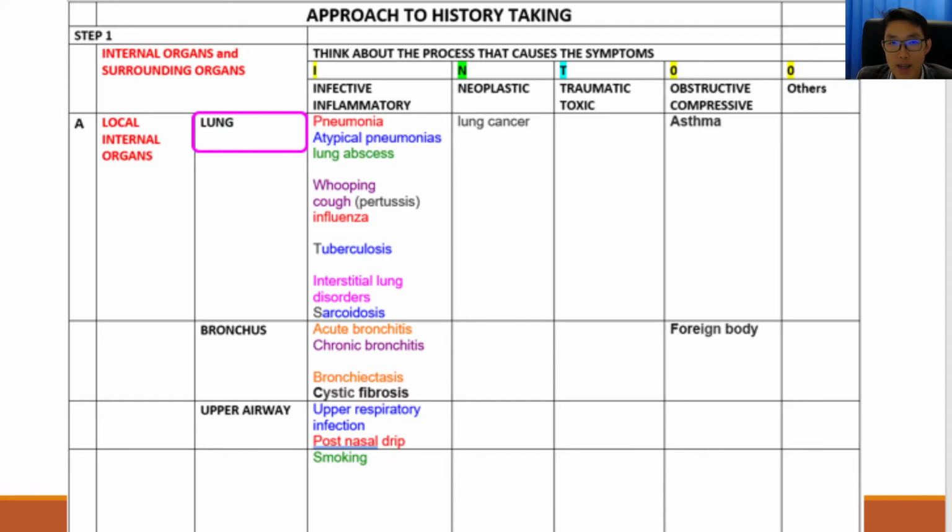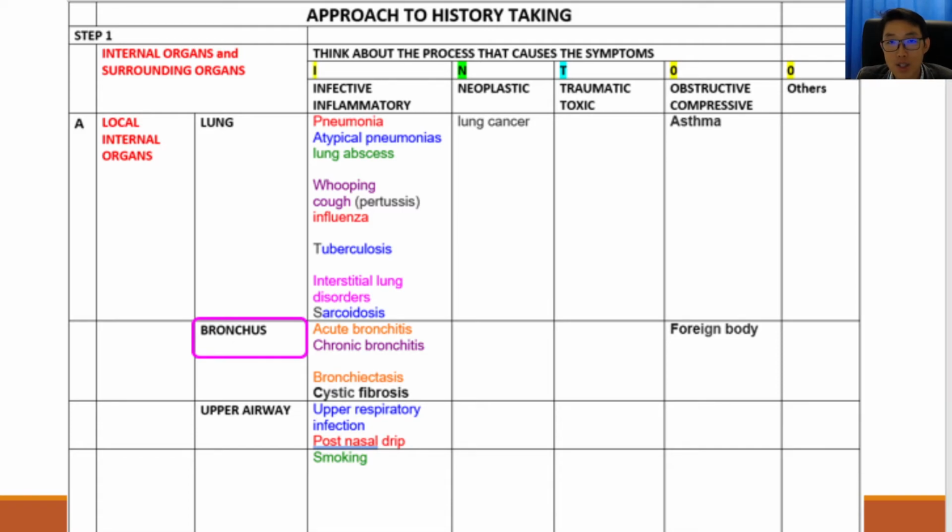In a similar way, asthma is a condition which causes obstructive process in the distal small airway within the lung, causing wheezing and coughing. In a similar way, bigger airways such as the bronchi and the trachea can be inflamed and therefore irritated. So infective processes would include acute bronchitis, chronic bronchitis, bronchiectasis, and cystic fibrosis, all of which can cause cough.